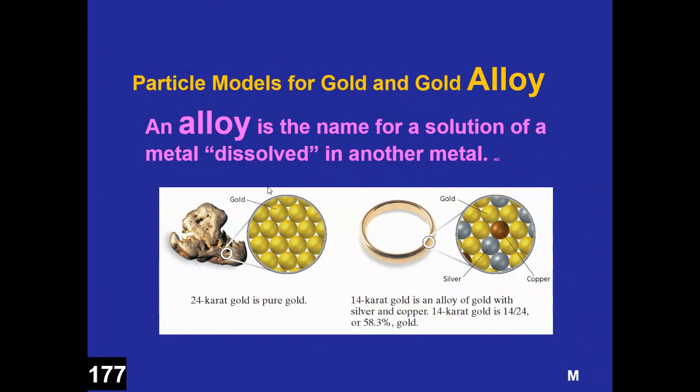All right, now let's talk a little bit about alloys. Alloys is another name for a solution of one metal dissolved in another metal. For example, pure gold has just gold atoms in it, but 14 karat gold is an alloy of gold with silver and copper. And 14 karat gold is 14/24 or 58.3% gold. That's how we get the 14 karat measurement.